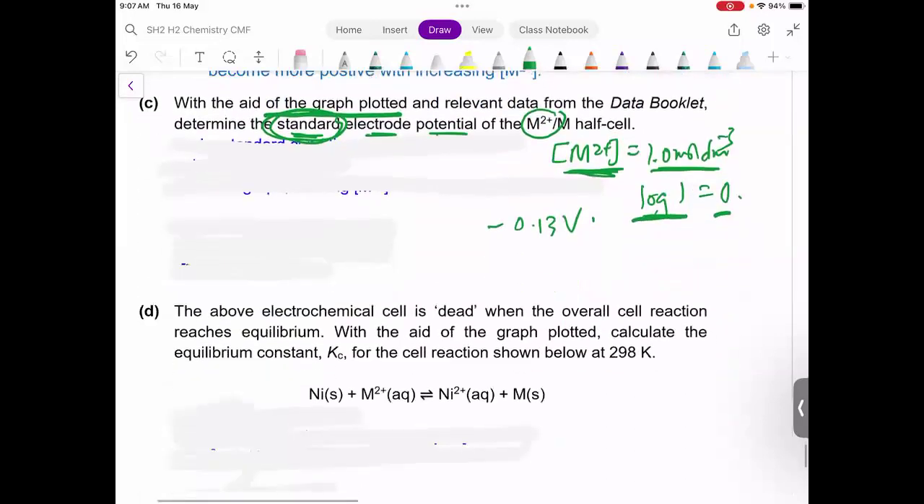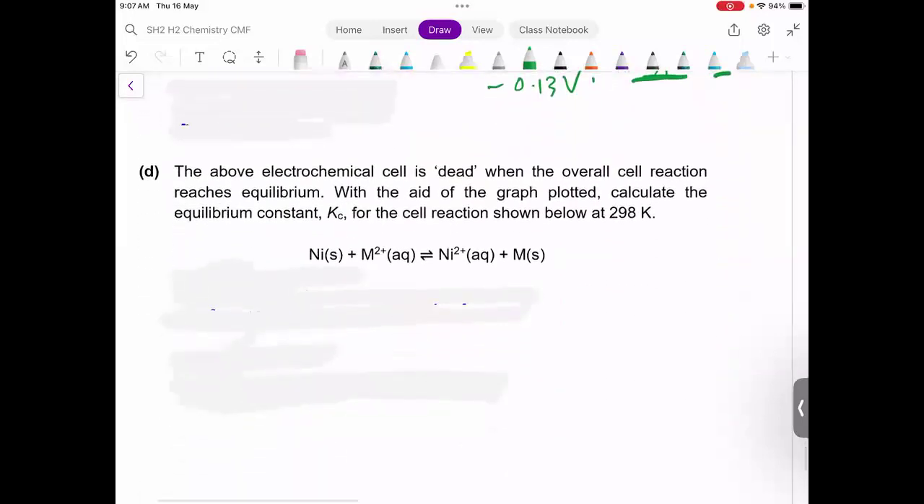Okay, so let's move on. So for this last part, the above electrochemical cell is dead. Okay, so basically it's telling you that the EMF is 0. So dead means EMF is 0. Or when it reaches equilibrium, it also implies that EMF must be equal to 0. So the E cell will become 0 when it reaches equilibrium, in other words.